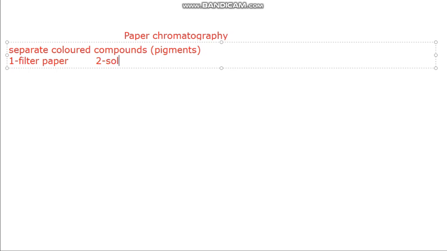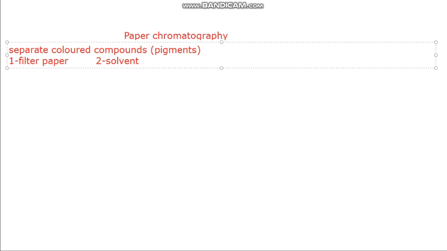We have here two components in paper chromatography. The first component is the filter paper. We have something like a filter paper, so it is called paper chromatography. And the second component is a solvent.